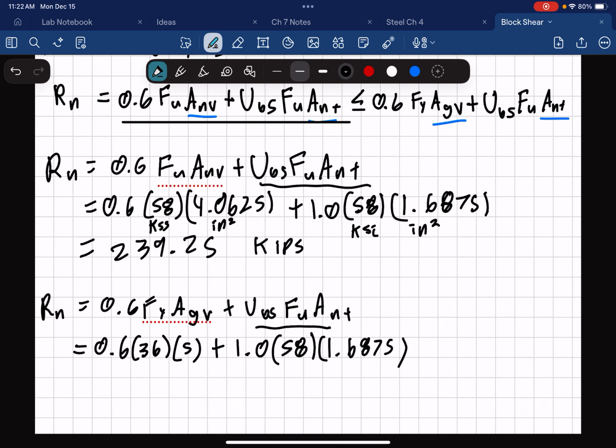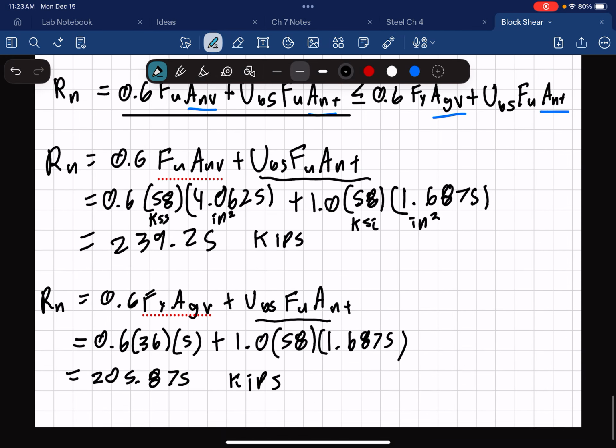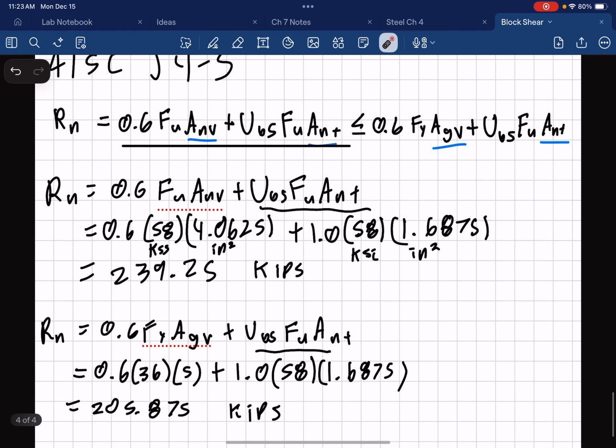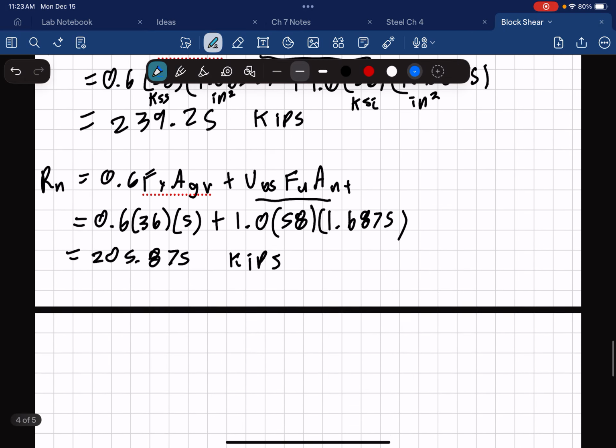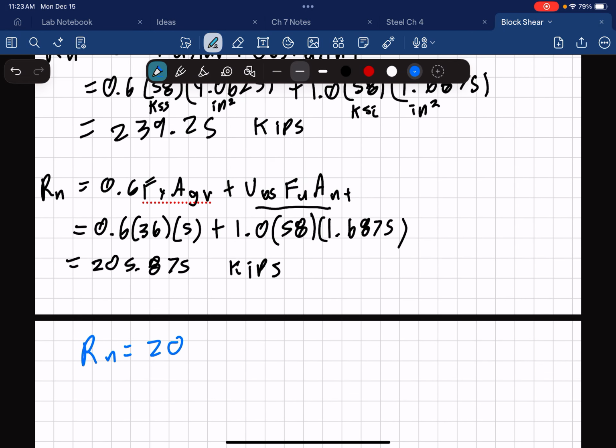And now, same thing again, just plug it in. And you're going to find that you get 205.875. So, as I mentioned near the beginning of this, you're dealing with an upper limit of this second equation that we just did right here. So since that right side of the equation is larger, our upper limit is going to be Rn is equal to 205.875 kips. Essentially, whichever one of those two values is smaller, that's what you're going to end up choosing.